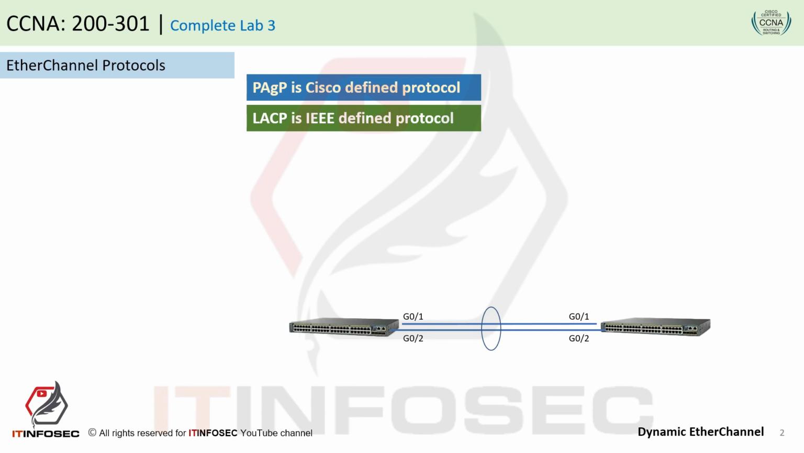While there are differences between PAgP and LACP, they serve the same purpose, negotiating to include only compliant links in an EtherChannel. Notably, LACP supports up to 16 links in a channel, with only 8 active at a time. The remaining links act as backups in case of failure in active links, but PAgP just supports a maximum of 8 links in a channel.